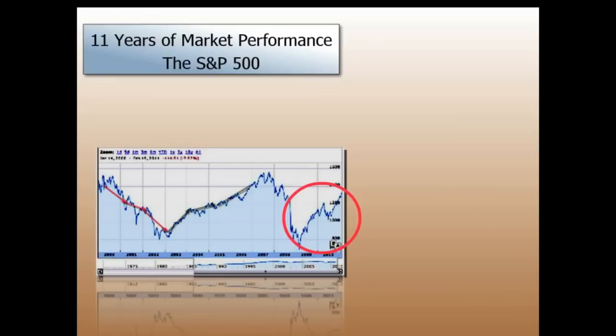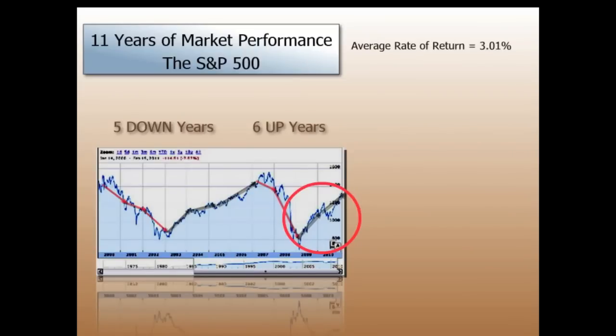So if you're just trying to invest over the long run, this starts to take on a little different picture. And the fact of the matter is, over all of these years, the market's done basically 5 down years and 6 up years. And what that translates to is an average rate of return of 3.01%. Now, if you had an average rate of return of 3.01% and you invested $100,000, you should have $138,571 at this point after 11 years of that compounding growth.